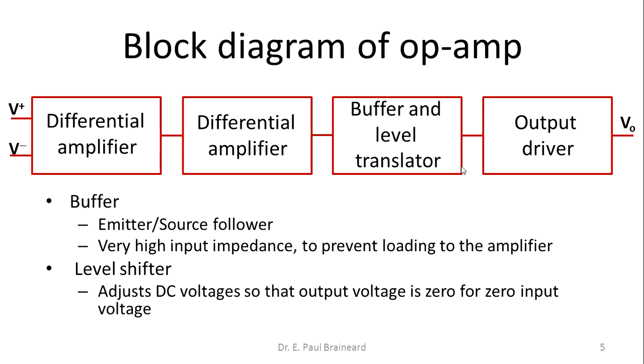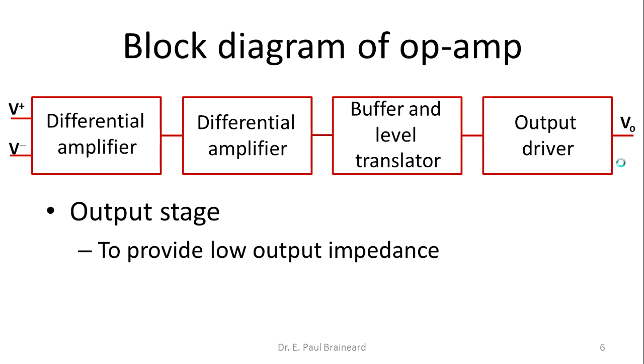The next stage is a buffer or voltage follower. It also offers high input impedance to prevent OpAmp from loading. Also, this stage adjusts DC voltages so that the output voltage is 0 for 0 input voltage, meaning when there is no input voltage signal, there is no output. That is, the output voltage of the operational amplifier is 0.